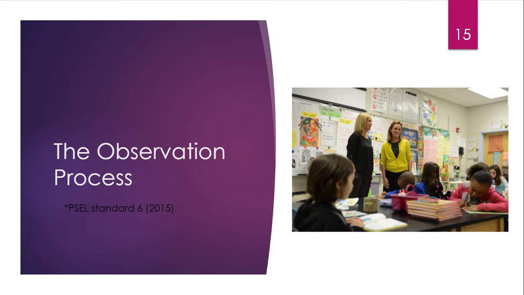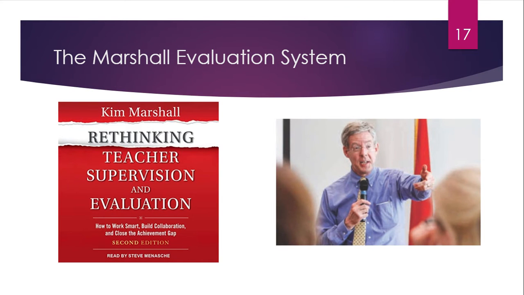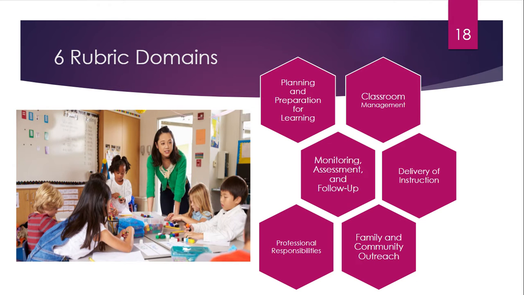So the observation process, let's go through that. Achieve NJ is a program that allows for districts to decide which evaluation system they want. All of the evaluation systems have been pre-approved by the state, and some districts even write their own. We have decided to use the Kim Marshall system, and that is based on his book, Teacher Supervision and Evaluation. We felt that the Marshall evaluation system was the best fit for our district.